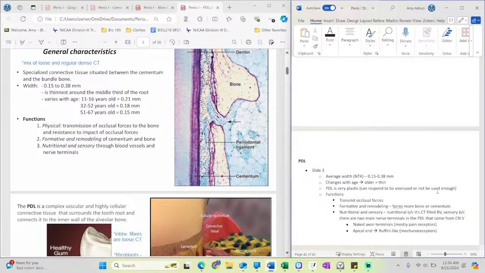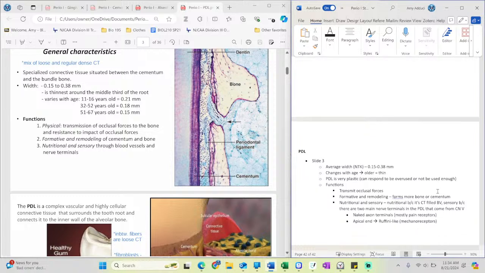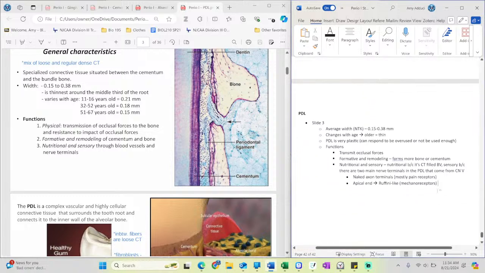Okay, so think about this. Pain is always going to be one of the most abundant receptors, always, in all tissues. And then in the PDL, the main function is to resist mechanical stress. So it's expected that one of the most abundant sensory receptors in the PDL are mechanoreceptors. The PDL needs to know if it is under mechanical stress or not. Okay? So those are things that you need to remember from the PDL.